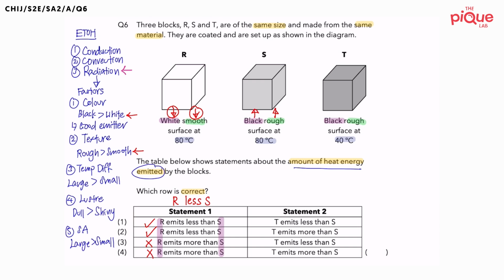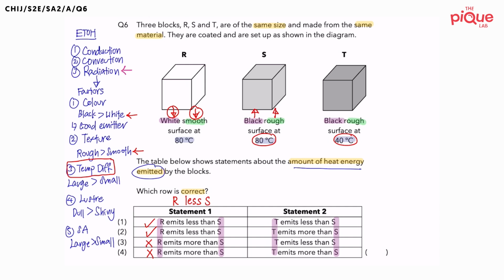Let us now move on to statement 2. Statement 2 wants us to compare between block T as well as block S. So looking above, both blocks S and T have black and rough surfaces, but they have different temperatures. Block S has a temperature of 80 degrees Celsius, while block T has a temperature of 40 degrees Celsius. Which factor are we referring to now? We are referring to the factor of temperature difference.